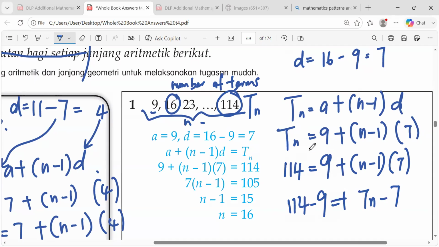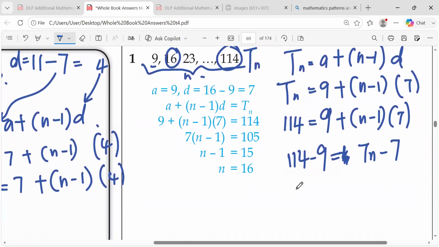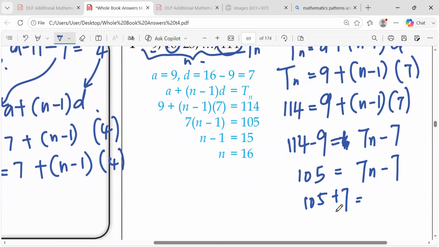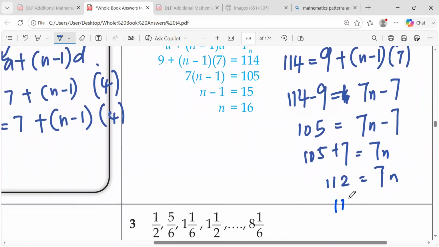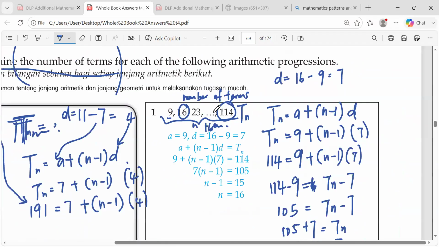Okay, 9 over here becomes negative, and then 105. Okay, and then plus 7, 112, and then I get 16. Okay, I get 16. It means that they have 16 terms. Okay or not?